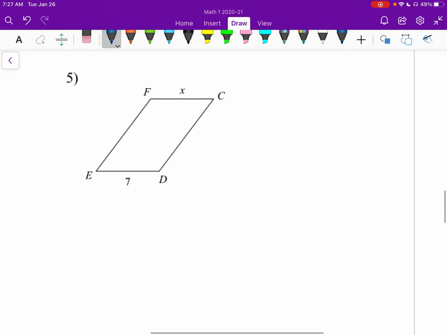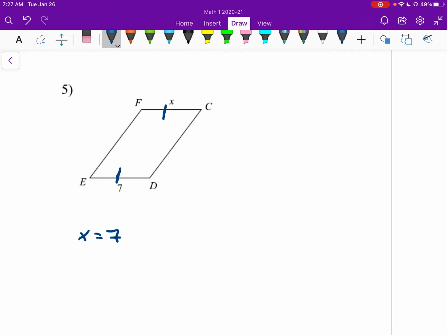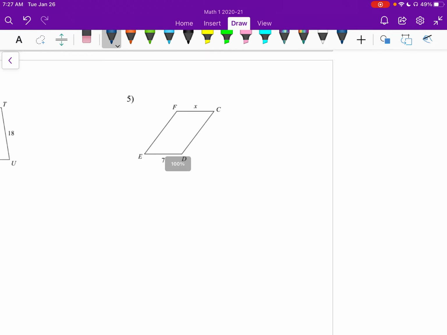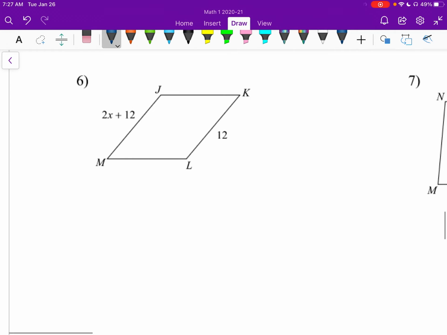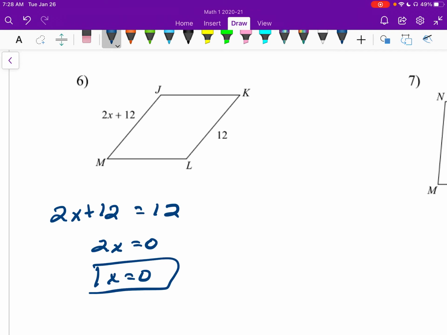Alrighty, number 5. This one's super duper easy. We just say x is 7, right? The opposite sides are congruent, so it just tells us right off the bat. Number 6, 2x plus 12 is 12, so 2x is 0, so x is 0, right? And that's okay. Even though that might be kind of alarming, we're just zeroing out this piece of it. The side length is still 12, right? So don't get freaked out if x is 0, or x could even be negative.